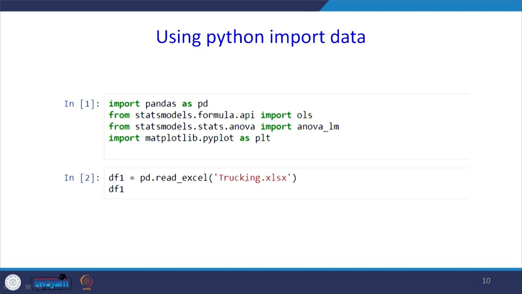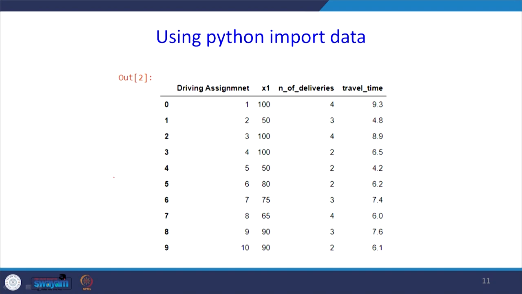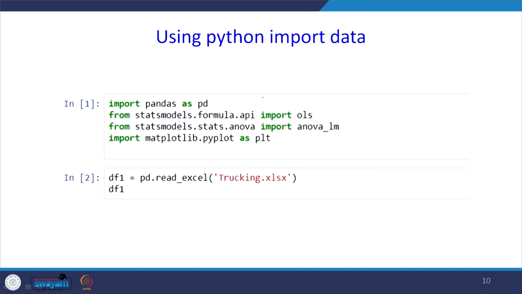The file I have stored is a trucking file, that is an Excel file. I am going to store this data into an object called df1. df1 equal to pd.read_excel, that file name. So, if you want to know what the data set is, this is the data set. In this data set, travel_time is the dependent variable. There are two independent variables. One is x1, another one is number of deliveries. The meaning of x1 is miles traveled.